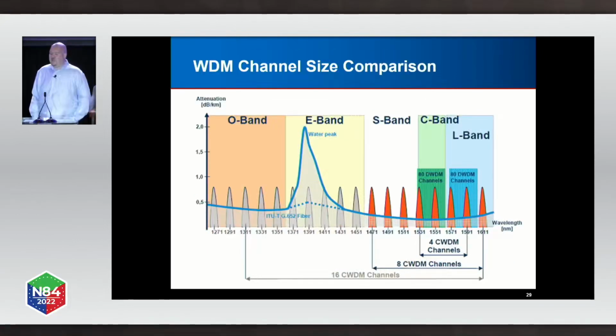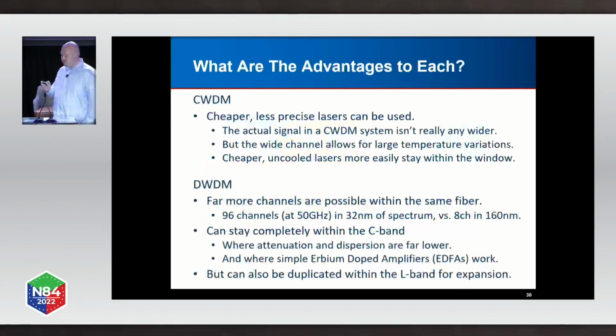Here's a comparison looking at the different channel sizes just so you get an idea. You see the entire C-band, where you can have 80 or 160 channels, and how small that is compared to 2 CWDM bands. So it gives you an idea of the perspective of these things.